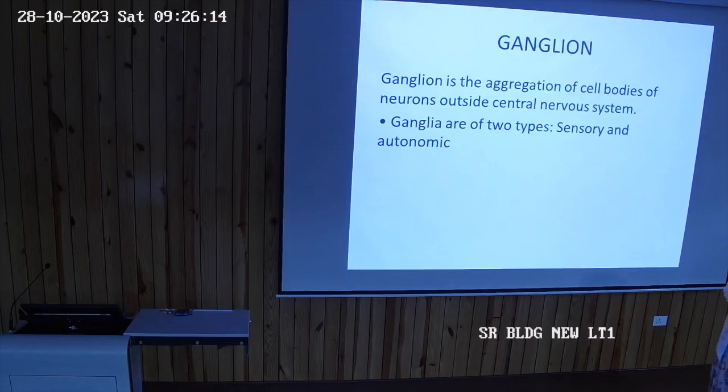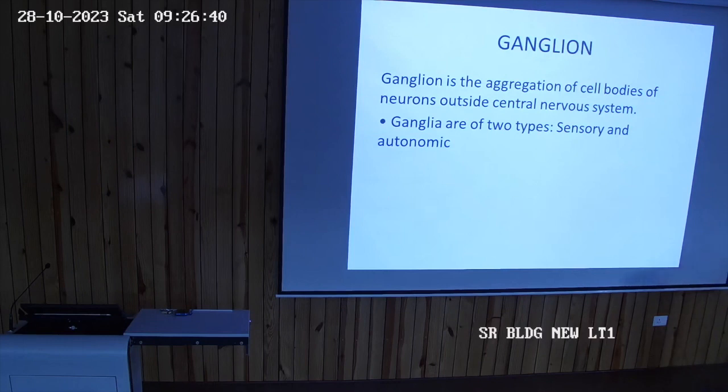And nuclei, again, these are clusters of cell bodies which are embedded into the white matter. And these nuclei are found in the thalamus, in the brain stem, in the spinal cord. So the word nuclei denotes cell bodies of neurons. And ganglions are again collections of cell bodies of neurons which are present outside the central nervous system.